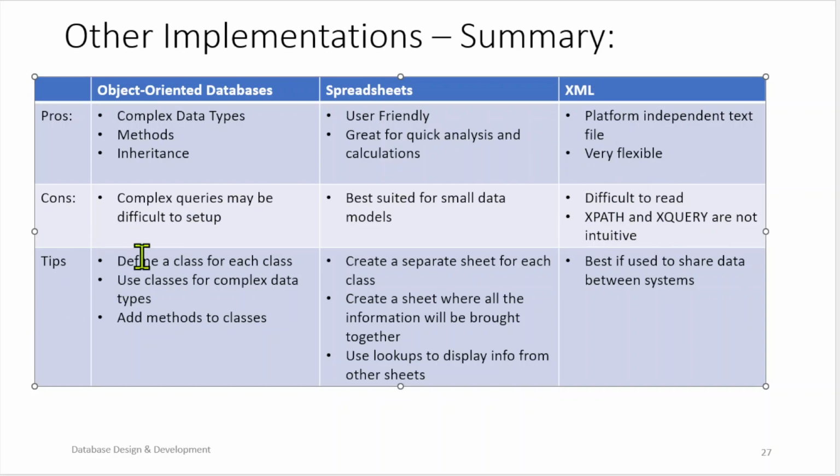And then tips: define a class for each class. Use classes for complex data types and add methods to classes. For spreadsheets, create a separate sheet for each class, create a sheet where all the information will be brought together, and use lookups to display info from other sheets. XML is best if used to share data between systems. And again, I would have brought up JSON as well, which is kind of XML on steroids. And I would have also talked about dictionary files and things of that nature.